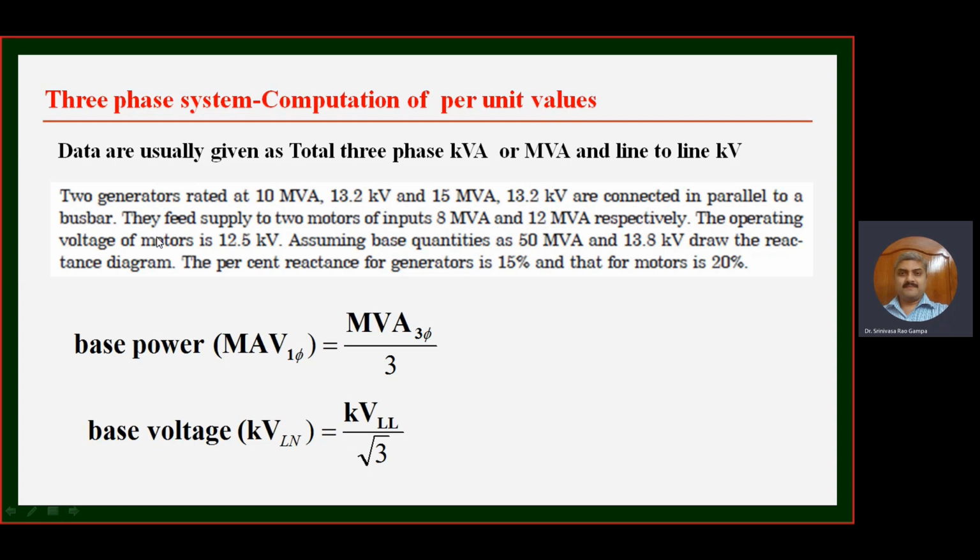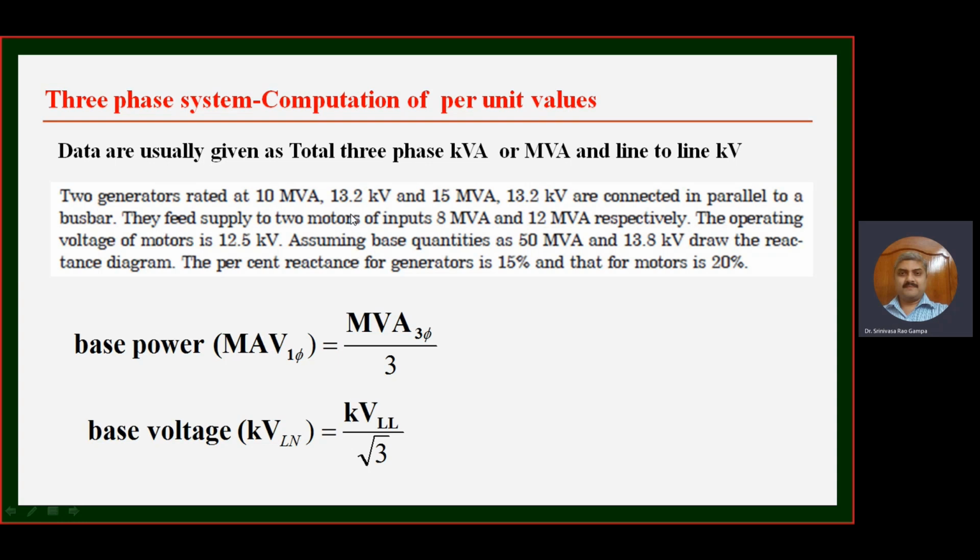Here in this problem, all the values are given for a three-phase system. 10 MVA is a three-phase value, the generator's total MVA or power rating of the machine. And 13.2 kV in general is a line-to-line voltage. It is not a line-to-neutral voltage. So these two things we should keep in mind when we want to calculate the per unit impedances.